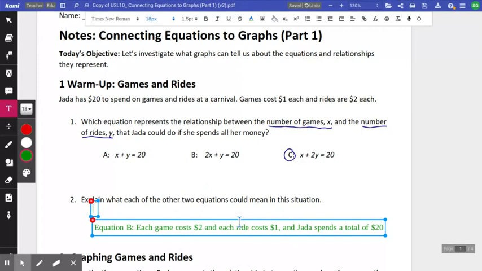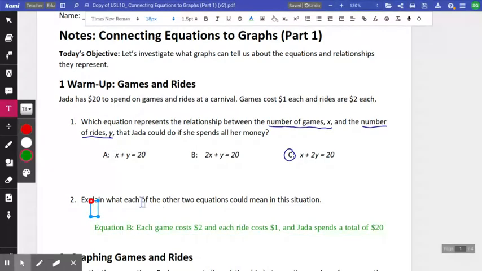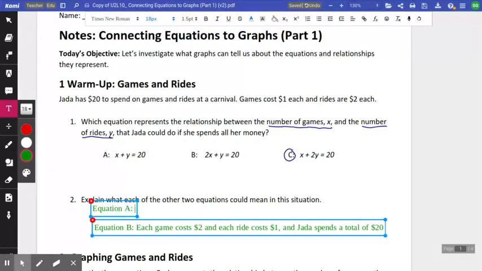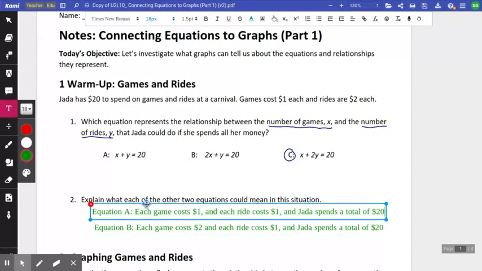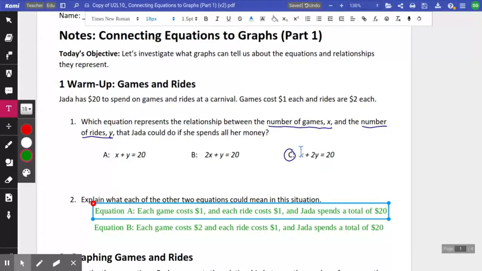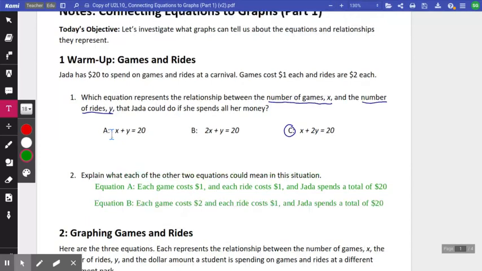The difference in equation A is we've got x and y by itself. We're not multiplying them by anything, or you can think of it as multiplying them by 1. So in equation A, each game costs $1 and each ride costs $1, and Jada is still spending a total of $20 there. Notice those descriptions are similar to the description we have for C. The difference is in equation C, each game costs $1, each ride costs $2, and she's spending a total of $20.